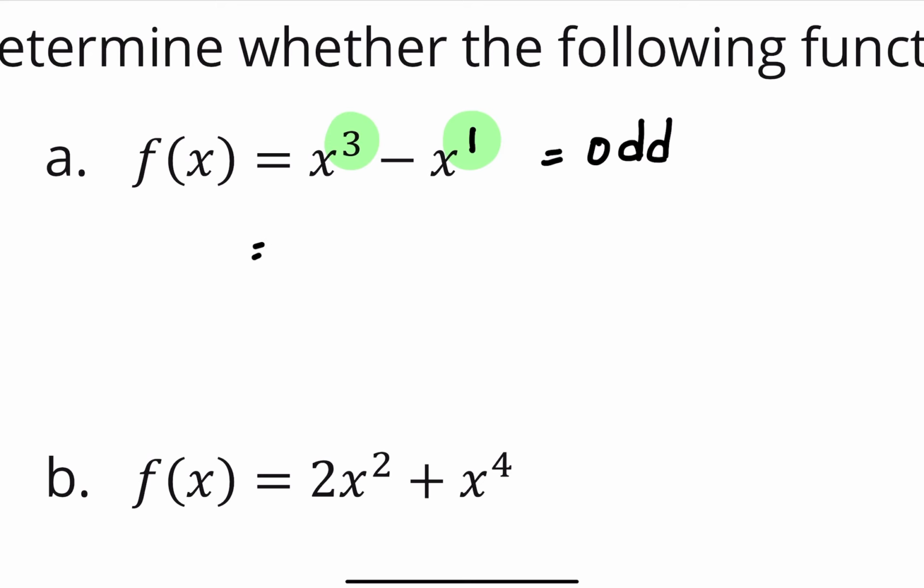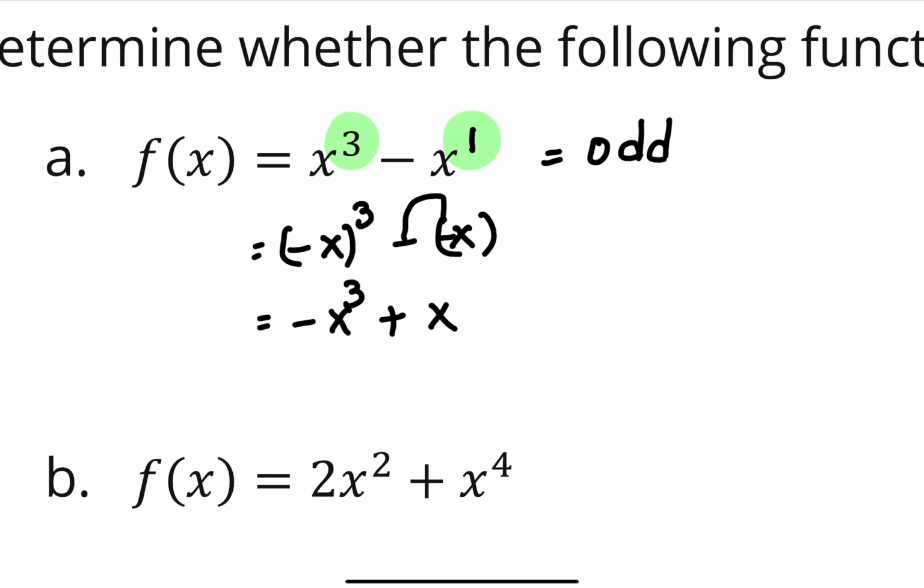What am I doing? I'm replacing my x with negative x. Do not forget the parentheses. Negative x. Now this gives me negative x cubed, and negative of negative makes it a positive. Now this one doesn't look like the function itself. But what I'm going to do is take out the negative sign, factor out the negative sign, and now I have x cubed minus x. Negative times positive is negative, negative times negative is positive, so I get back to the same function, right?